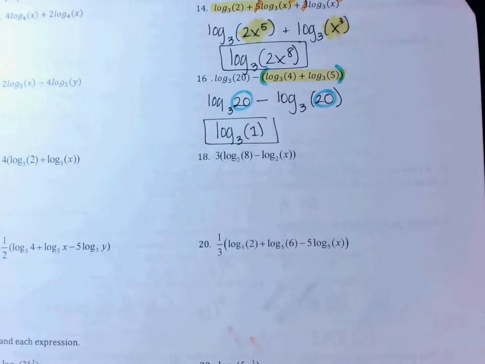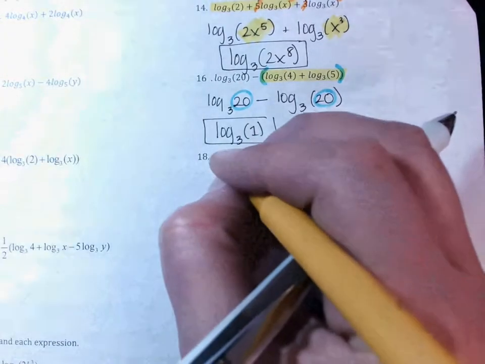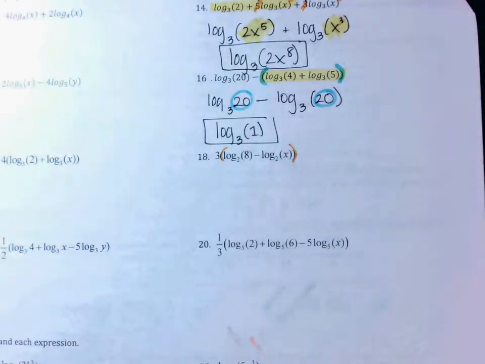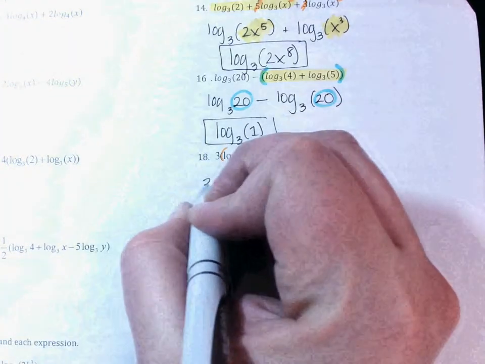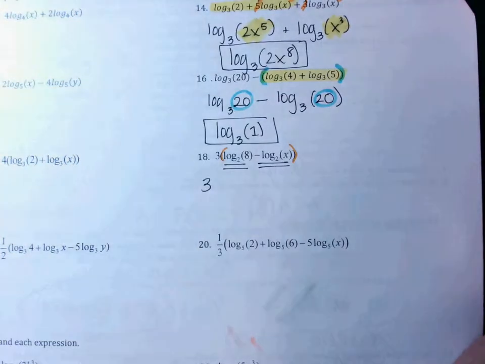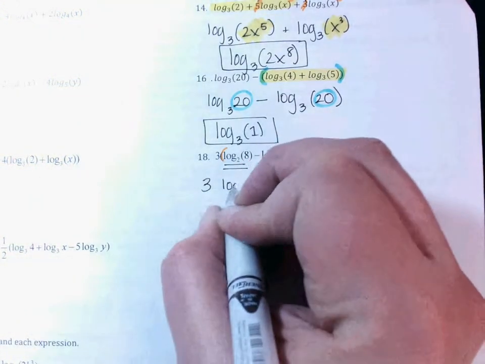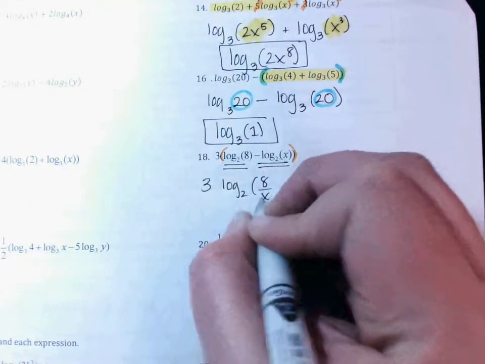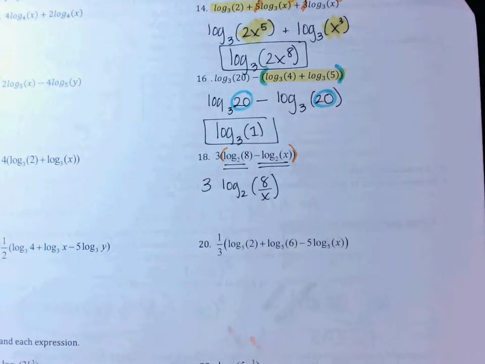Okay, go down to number 18. I need to do my parentheses first. So I'm going to do these 2 together. I'm going to ignore the 3 in the front. What is log 2 minus log x? What do I do with 8 and x? 8 over x. Because I'm dividing, right? Why am I dividing? Because they were originally a subtraction in the middle.